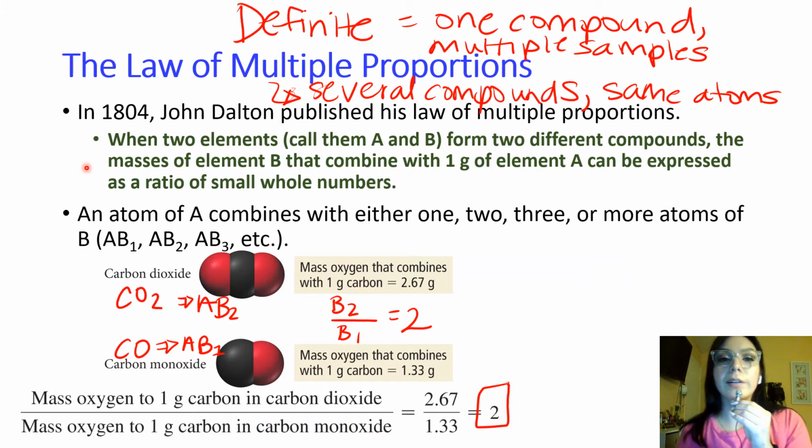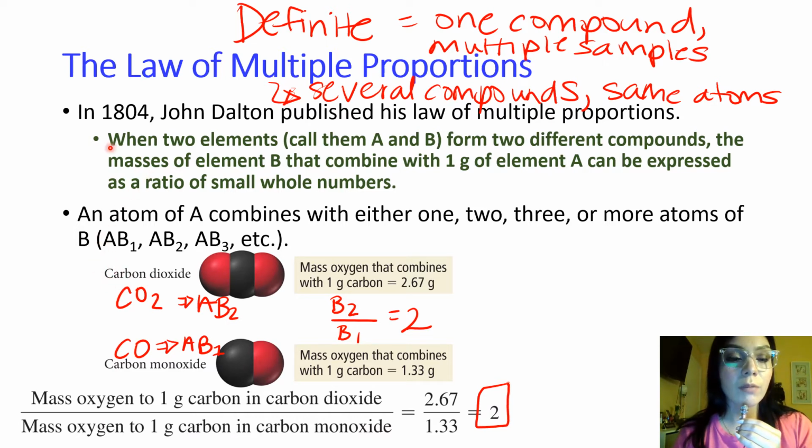Before I get started on explaining the law of multiple proportions, I want to point out the major thing that I think will help you differentiate between the definite proportion law and multiple proportion law. For definite proportion, you have one compound. For example, on the previous slide, we had isooctane, and we had 3 different samples of it. So for definite, it's one type of compound and multiple samples of it. For multiple proportion law, it's several different compounds, but they have the same types of atoms within them. So we're going to go ahead and look at an example right now.